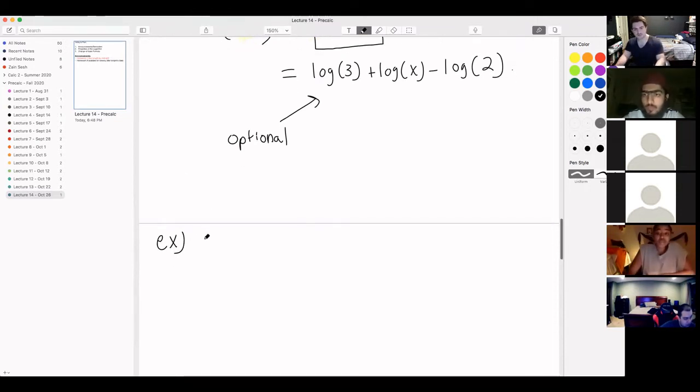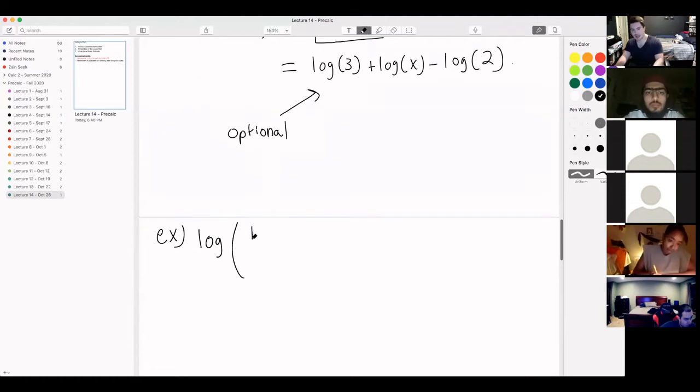Okay, how about this? Log of 15x multiplied by x minus 1, that whole thing divided by 3x plus 4.